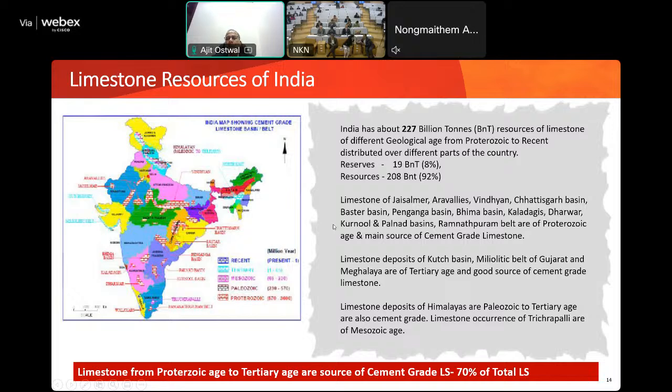India has 227 million tons of limestone resources of different geological age, but the reserve is only 8%. Reserve means what can be mined. Mineability is ensured from an environmental perspective, and quality is ensured from a usage perspective. Resources are those which are locked by some constraint and need to be converted into reserve through more exploration and through removal of various constraints. Cement grade limestone is 70% of total limestone available.